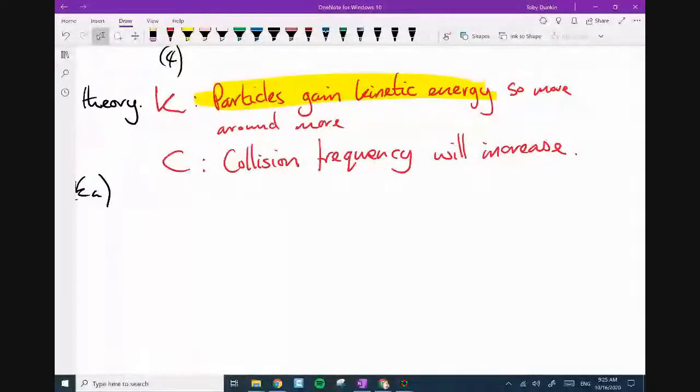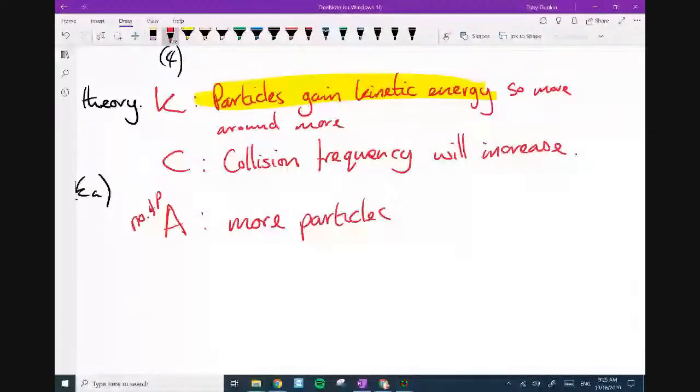Yep, the next one is number of particles with activation energy. If I increase the temperature, I know that more particles are going to have the activation energy. So more particles will have the minimum energy, and I like to translate activation energy as the minimum amount of energy required for a successful collision. More particles will have the activation energy.